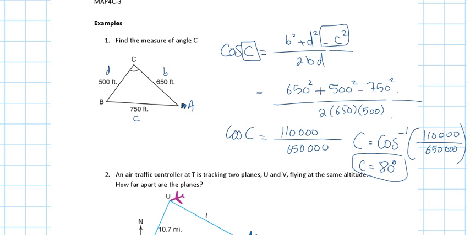No brackets. But can we divide 110,000 over 650,000? I didn't do that because I don't want decimals. I just did cosine inverse of the whole thing. But it's giving the same answer. Yeah, it will give you the same answer. Sure. Are we okay with this? All right. Let's look at the next example.